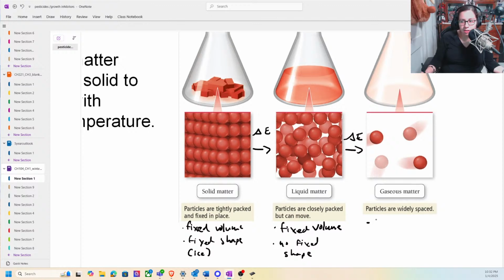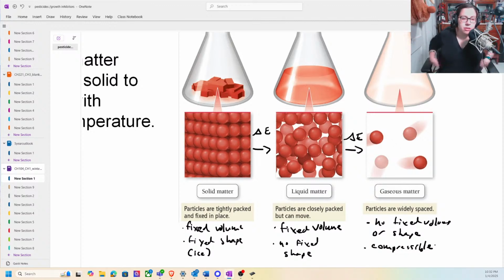And so we can add to this: no fixed volume or shape. Then we can use a special term here. We can say that gases are compressible. Again, you may be aware of this. I always think of Costco, where you get your tires filled. They use nitrogen, and nitrogen can be compressed all the way down to a liquid.